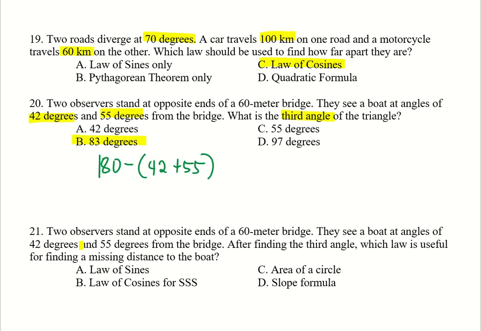21. Two observers stand at the opposite ends of a 60-meter bridge. They see a boat at angles of 42 degrees and 55 degrees from the bridge. After finding the third angle, which law is useful for finding a missing distance to the boat? Okay, so for 21, we'll have law of sines. So since you already have the angle opposite to the given side, we can already use yung ating law of sines po.